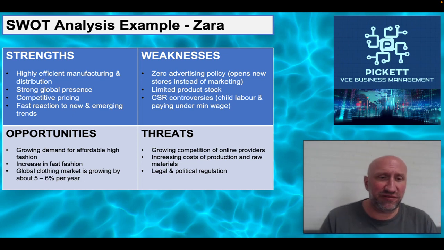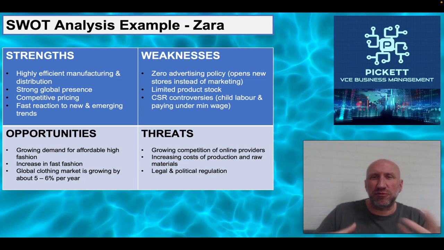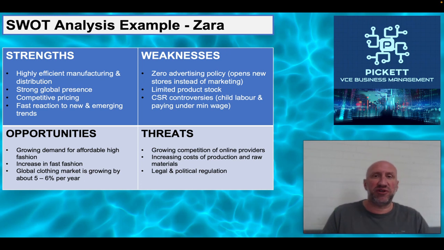Opportunities they've identified, there's a growing demand for affordable high fashion. I think we probably agree with that. Increase in fast fashion, this idea of fairly cheap but accessible fashion, and that people don't keep for very long. The quality doesn't have to be huge because people are not planning on wearing this stuff for years. And also the global clothing market is actually growing 5 to 6% per year, which is actually a pretty high growth rate considering it's clothing.